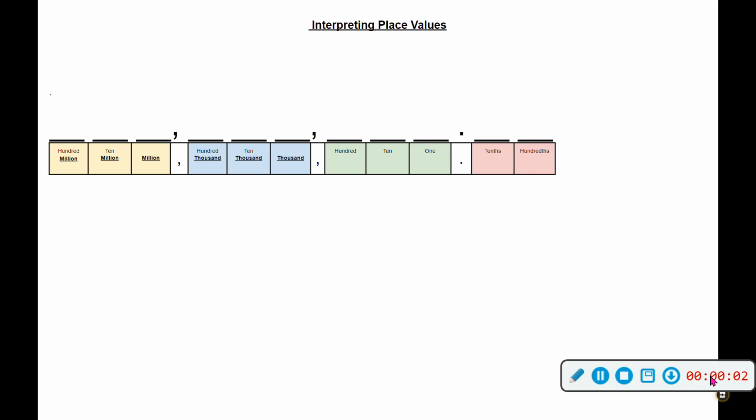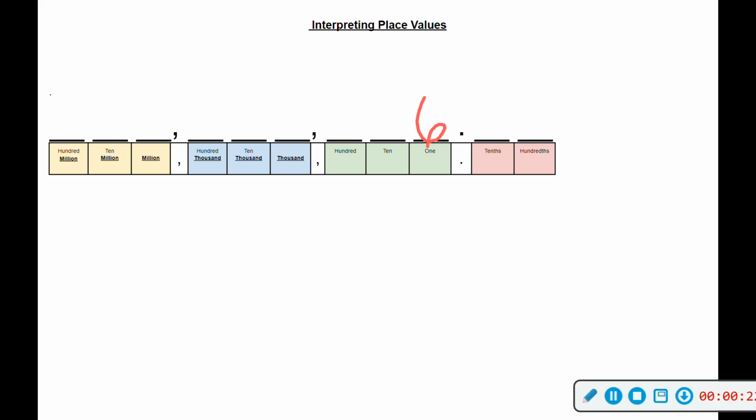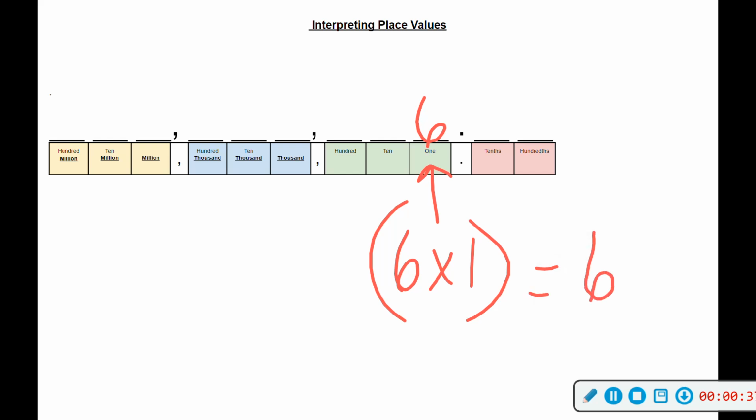Today we're going to be talking about interpreting place values. As we discussed last time, a value means that each place that you have is represented as a value if there is a digit occupying its place. For example, if we have 6 ones, that would mean that the value of the digit 6 in the ones place is the same as saying that we have 6 ones, which means it is equal to the number 6.